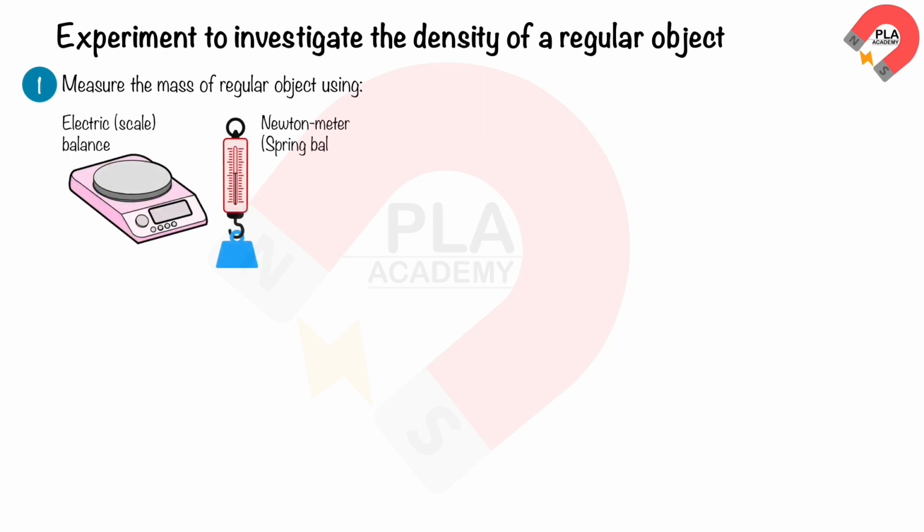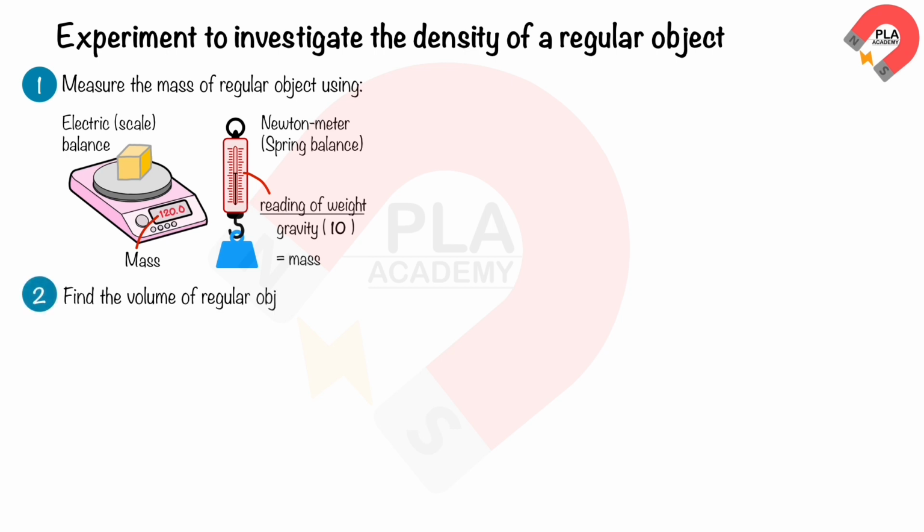Experiment to investigate the density of a regular object. 1. Measure the mass of a regular object using an electric balance or a Newton meter. If a scale balance is used, the reading will be the mass of the regular object. If a Newton meter is used, the reading will be the weight of the regular object, then divide it by 10 to get its mass.